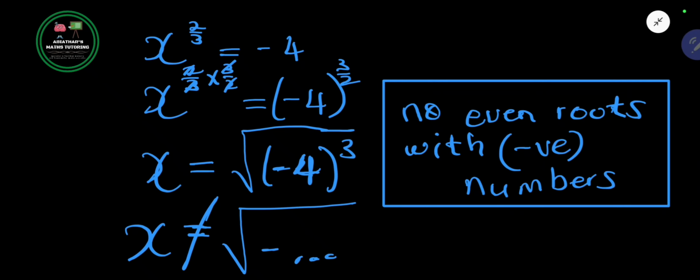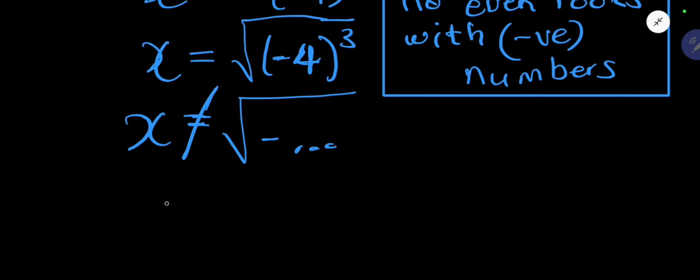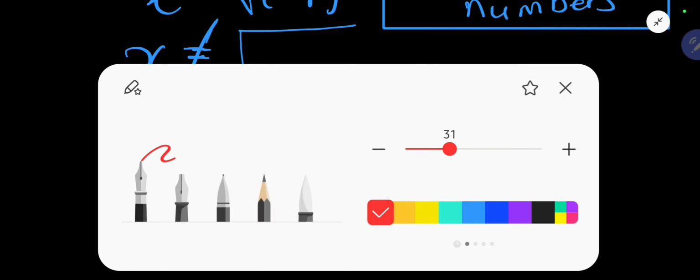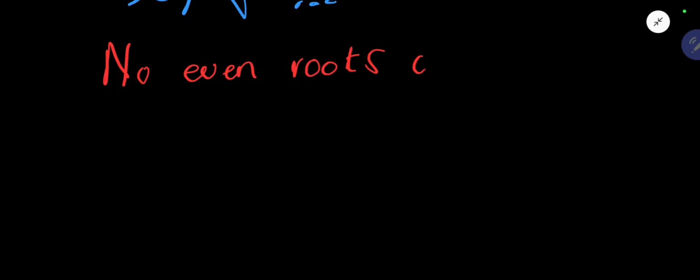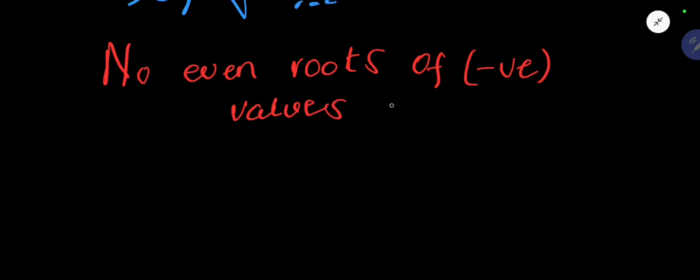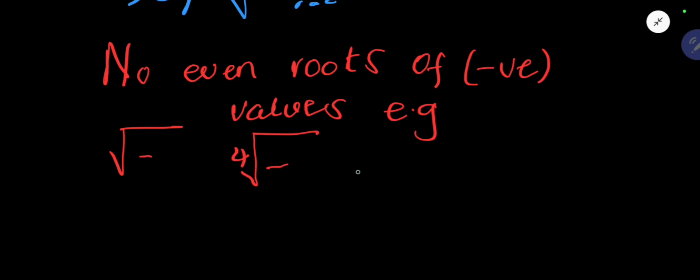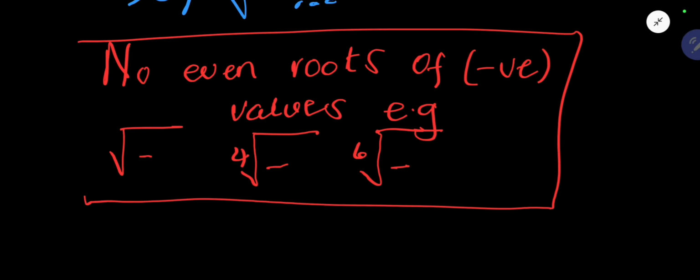Okay, so let me make an emphasis again on this one, guys. So every time, guys, when you take even roots, let me write it like this. Let me use the red one. No even roots of negative values, e.g. the square root of minus whatever, the fourth root of minus whatever, and the sixth root of minus whatever. This does not exist, guys. It will just give you a math error. Okay, so this has to be noted as well.